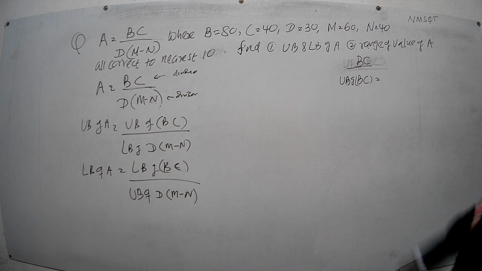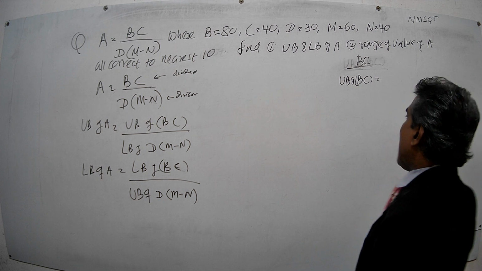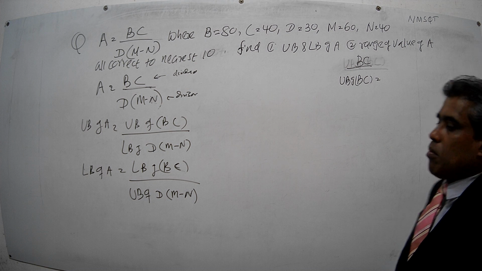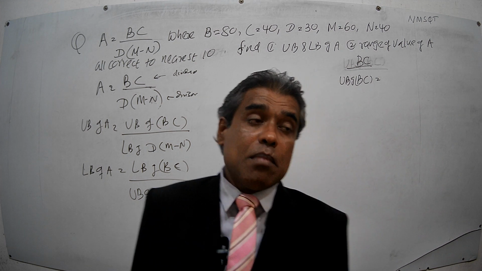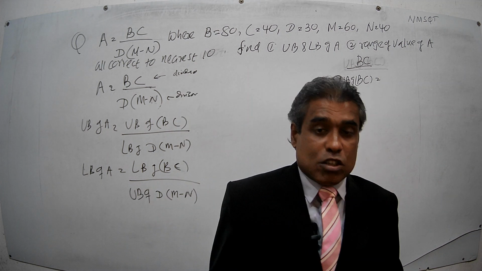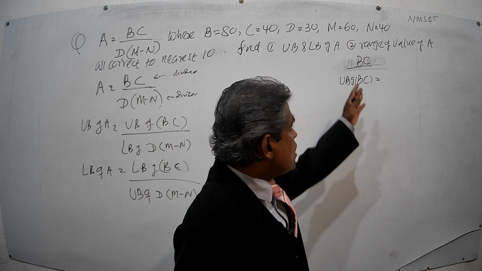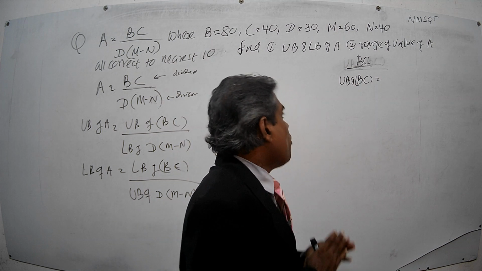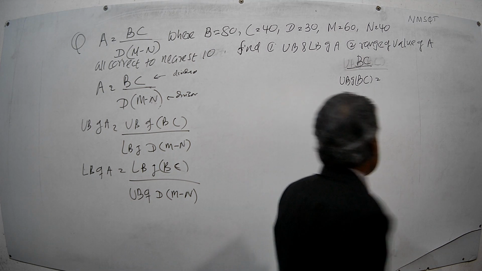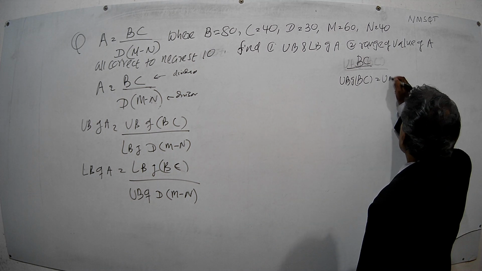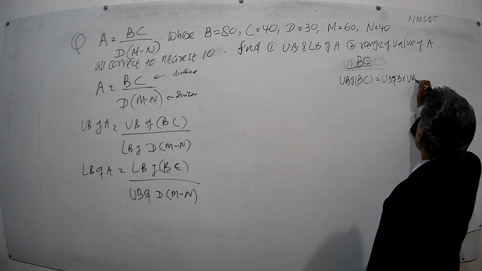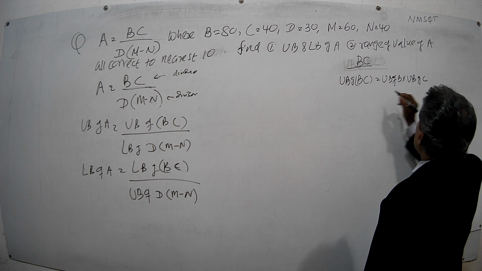Upper bound of BC means upper bound of a product. BC means B into C, which is a product. Then we have to use the rule to find the upper bound of a product. What is the method? Upper bound of product equals product of upper bounds. Then upper bound of BC equals upper bound of B into upper bound of C.